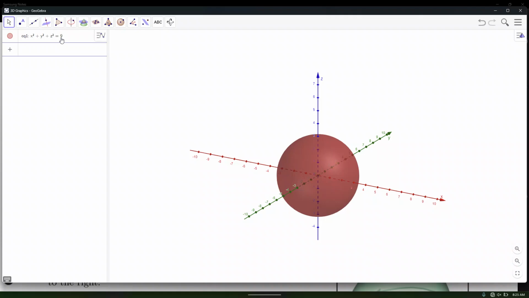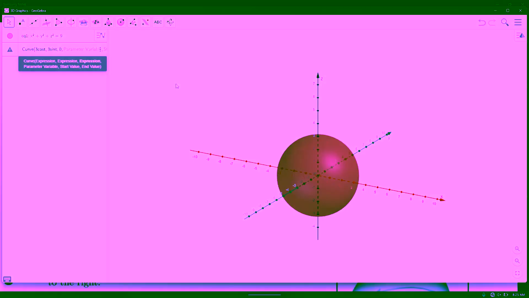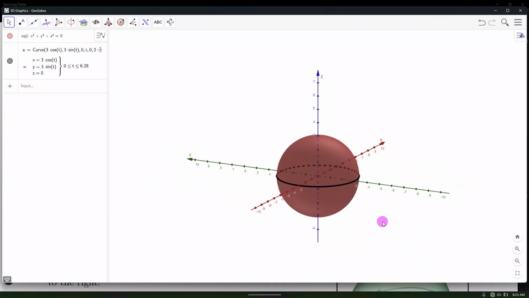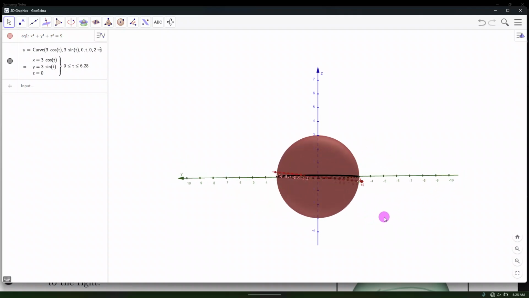Radius 3. Okay. In this case, I need the curve command, because this is space. So I need the curve in space, of course, and the z component will be 0. So 3 cosine t, 3 sine t, and 0, and the parameter in this case is t, and I'm just going to go between 0 and 2 pi. Did you see how this circle is a boundary, it's on the surface?